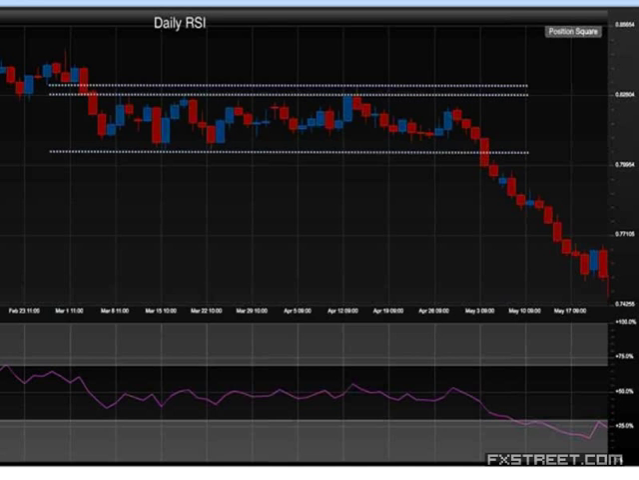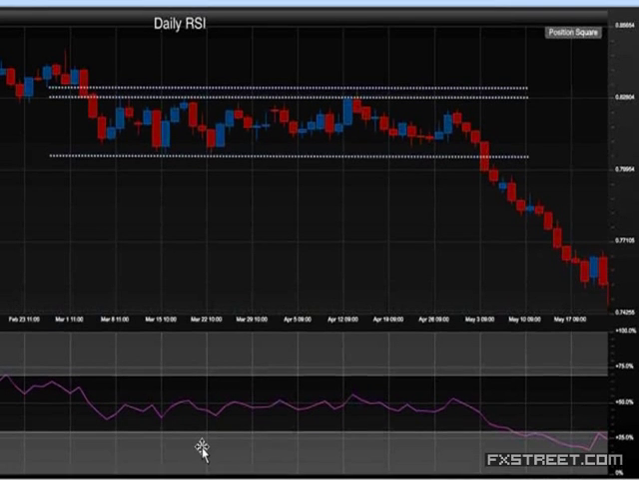You can see on the daily RSI here, basically of no use whatsoever. That's to be expected where we see a currency in a range like this, where the daily average gains and losses are very similar. So we're going to see this with the RSI. That's why we focused on this hourly chart earlier. It was certainly the one to be looking at during that period.